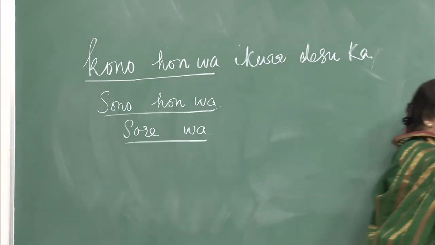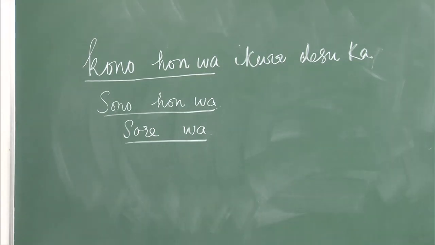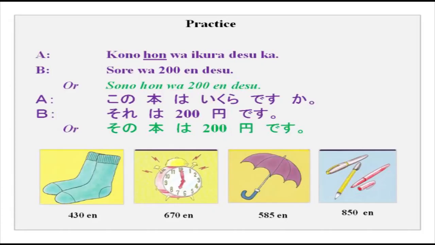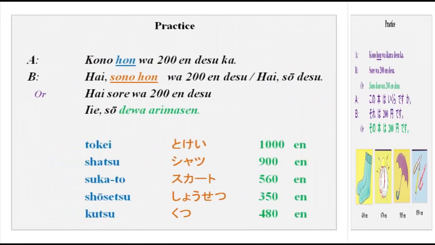So now you have the pictures over here, kutsushita and the price given. You could ask and answer with your friend and practice.